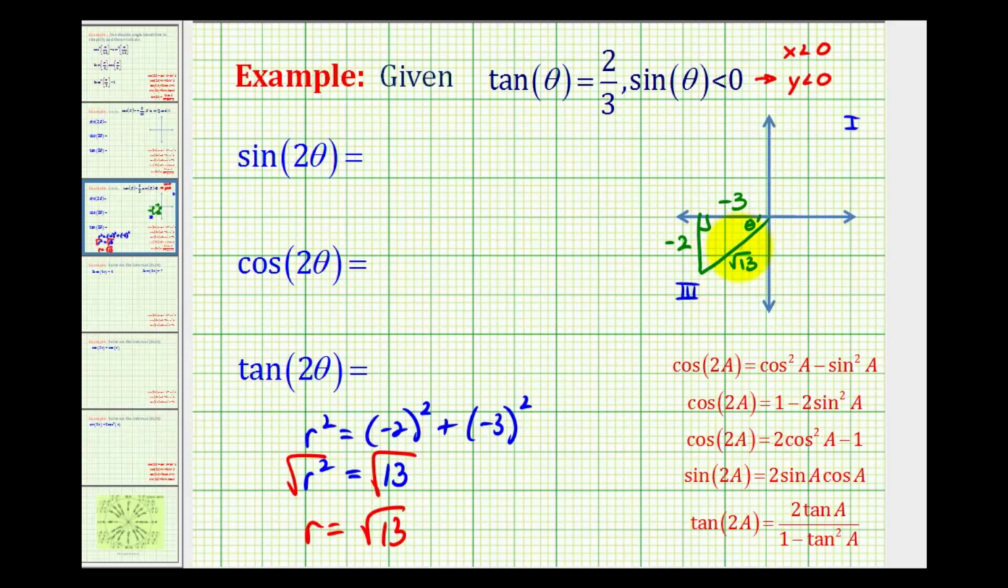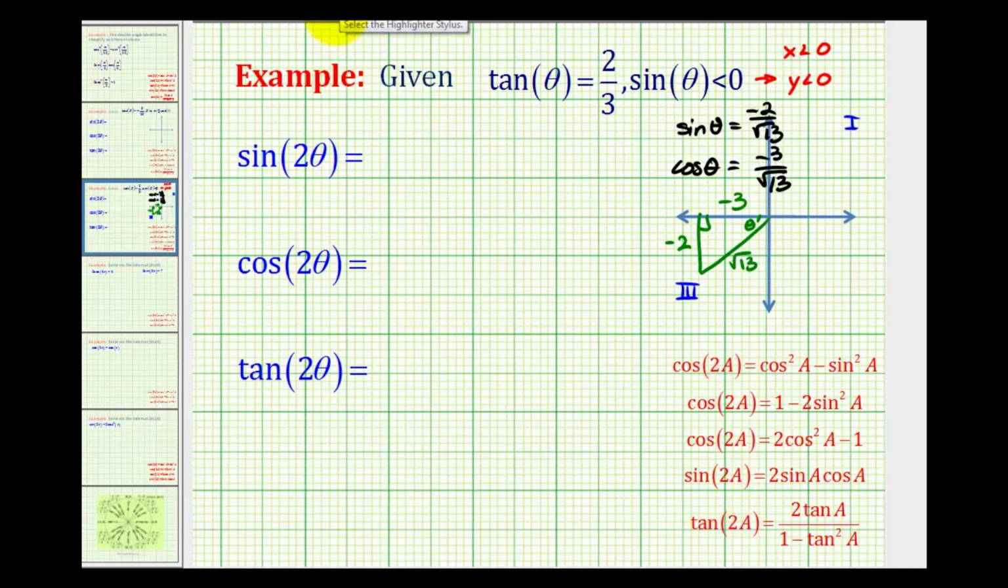And we needed this information to determine sine theta and cosine theta. So sine theta is equal to negative 2 over square root 13, and cosine theta is going to be equal to negative 3 divided by square root of 13. We're not going to rationalize these unless we have to when applying the double angle identities.